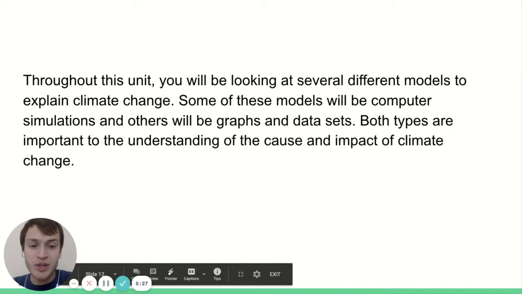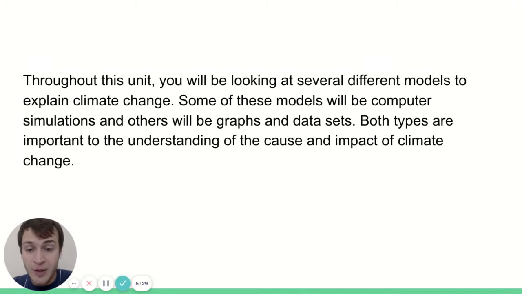Throughout this unit, you will be looking at several different models to explain climate change. Some of these models will be computer simulations, and others will be graphs and data sets. Both types are important to understanding the cause and impact of climate change.